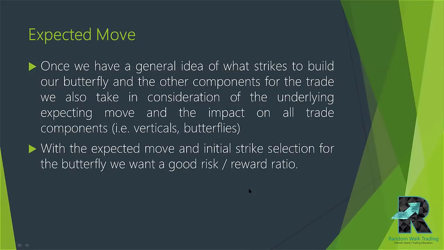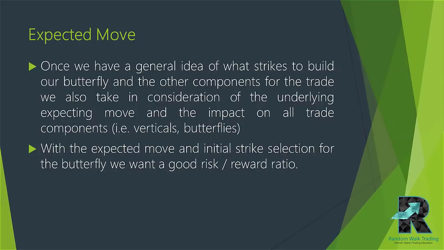So the other big factor is the expected move. And there's formulas that you can use. You can use the at the money implied volatility, multiply by the stock price, times the days to expiration divided by 252, take the square root of that, and calculate your expected move. And generally we have a general idea of what strikes we want to build our butterfly.